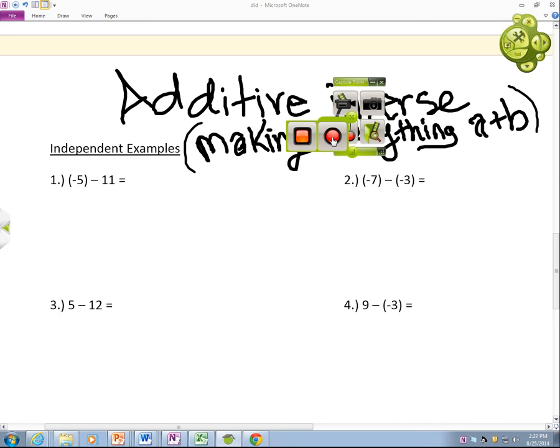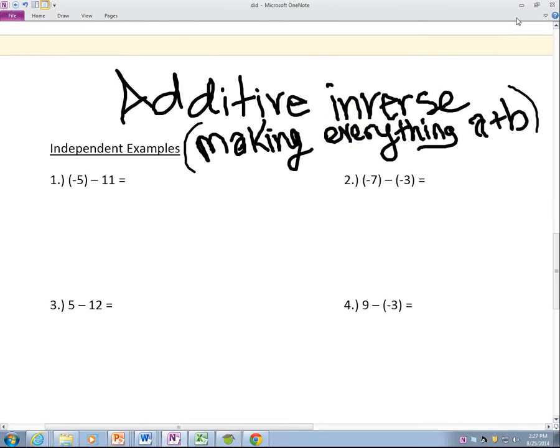So we have something that you need to write on the top of the back. It says additive inverse, making everything A plus B.